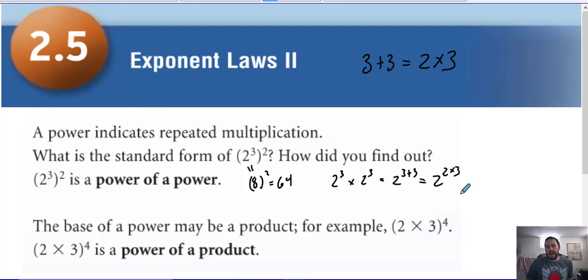And in fact, that's one of our rules when we're talking about powers and these types of powers. Whenever I have a power to a power, I can simply multiply those two exponents together to find a new power that gives me the same result. And if I did 2 to the 6 in a calculator, I would still get the answer 64.